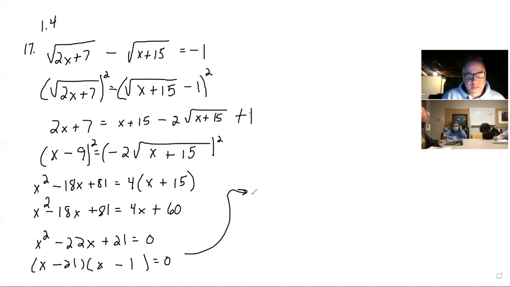So that says x is either 21 or x is 1. Now, anytime you solve a radical equation and you've had to raise powers to both sides, it's not a choice. You have to check the solutions. It is possible that one or both of them do not work.